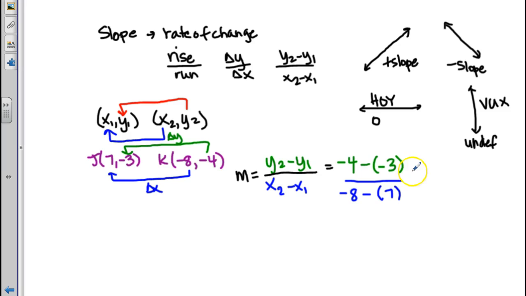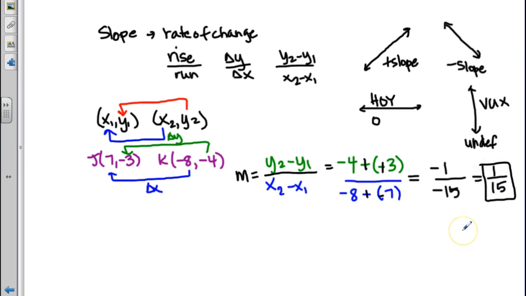All right, cleanup time. When I see 2 negatives, I can make that a positive. So now I have -4 plus 3. Opposite signs, I will subtract those numbers. -4 plus 3 is -1. And then -8 minus 7, or if you want to do plus a -7, totally fine with me, is -15. So my slope, cleaning that up, is 1/15.